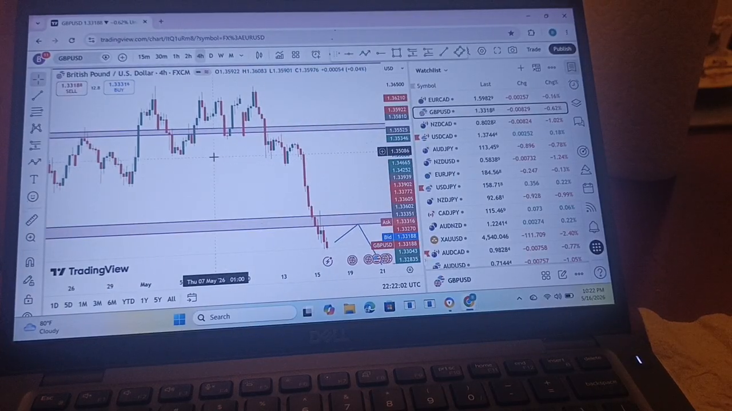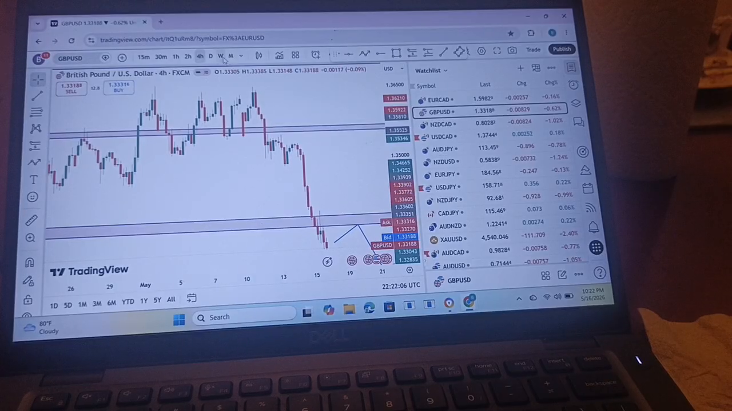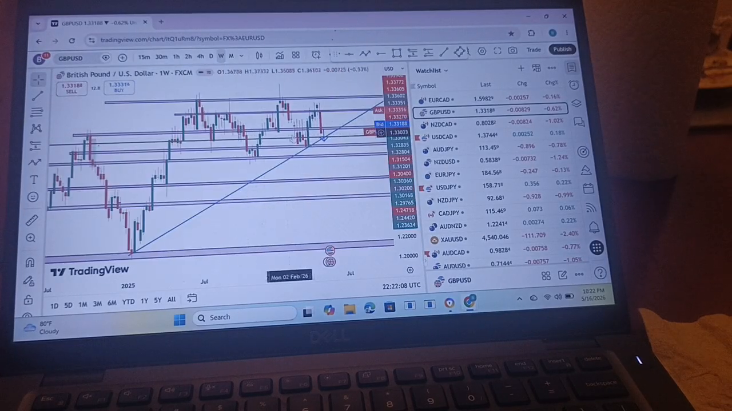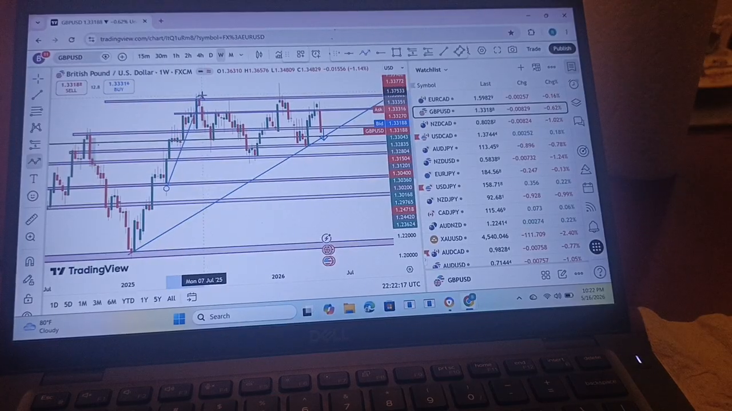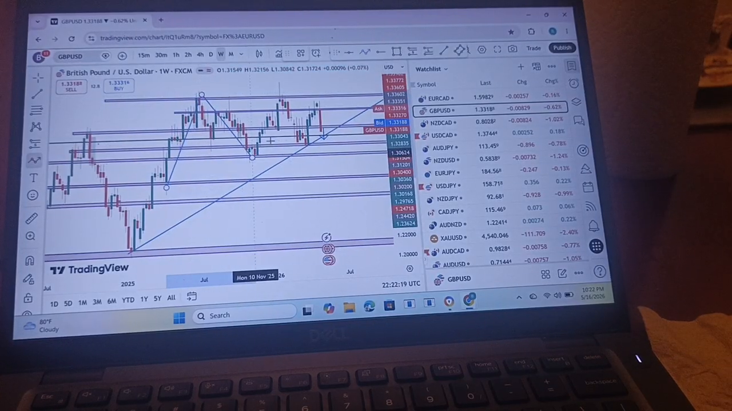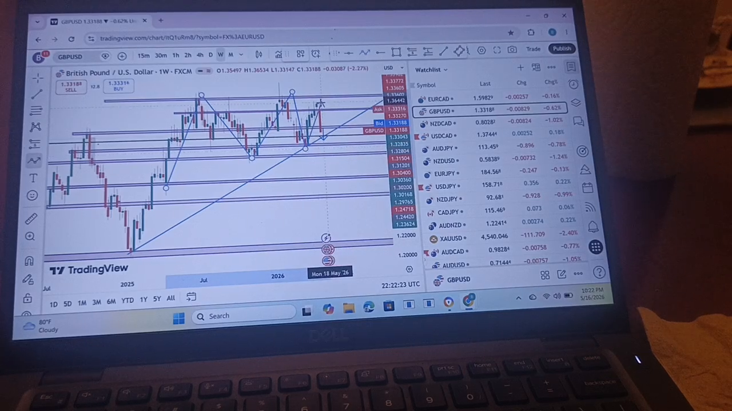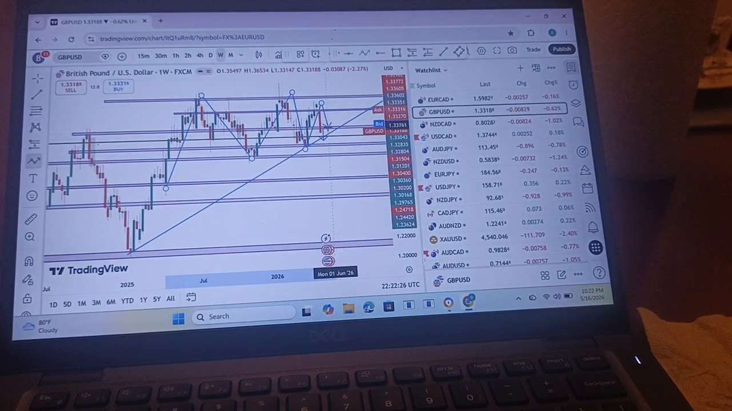This is GBP USD, the 4 hours time frame. When you look at the weekly, you see say we form a head and shoulders pattern. So as you see, this is higher high, higher low, higher high, higher low, then a higher high again. So we expect today a lower low.